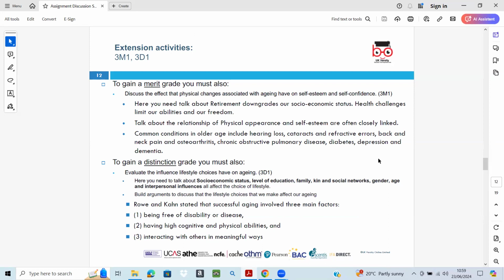Right. So we were discussing the Rowe and Kahn's criteria. So we need to include aims to stay free of disability or disease. We need to discuss the high cognitive and physical functions. We could discuss the emphasis on meaningful social interaction to promote overall well-being. So these are all the important aspects.